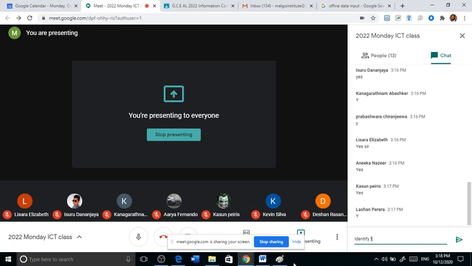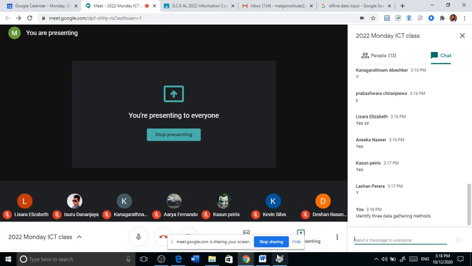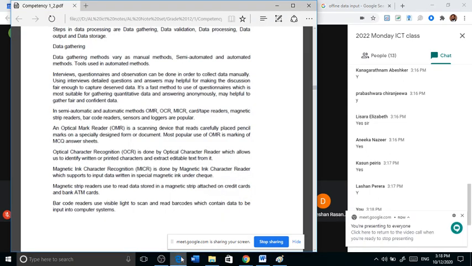identify 3 data gathering methods. So what are the 3 types of data gathering methods? Second question. Okay, so what are the data gathering methods? We are having here manual method, semi-automated and automated methods. Okay, so we are having 3 methods to gather data.